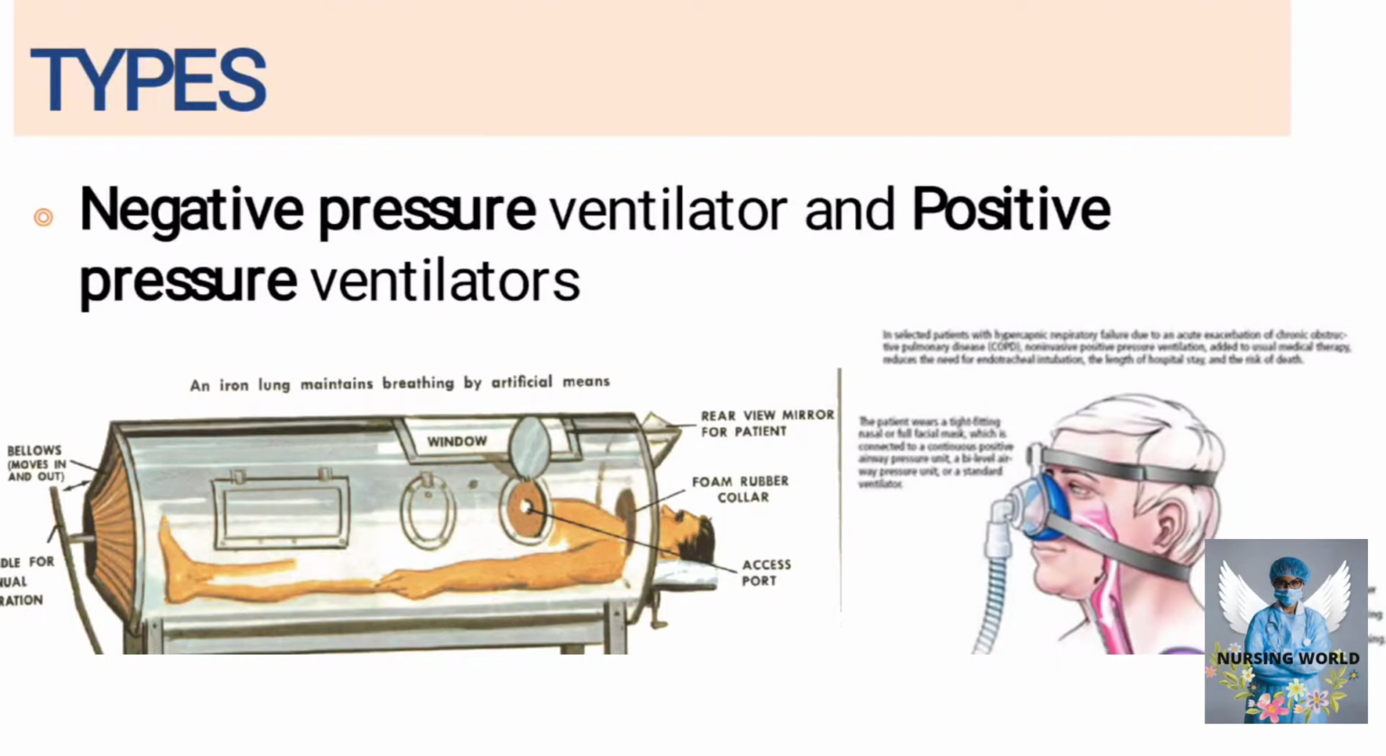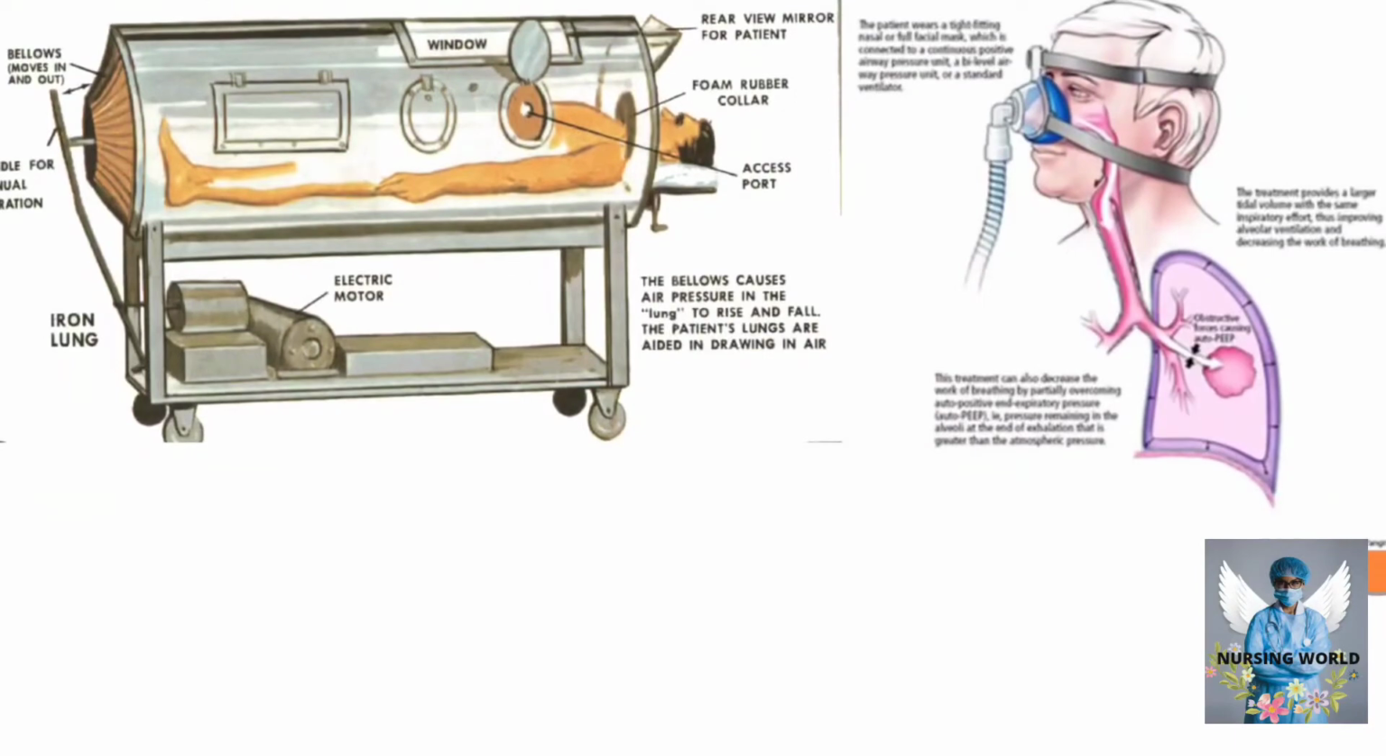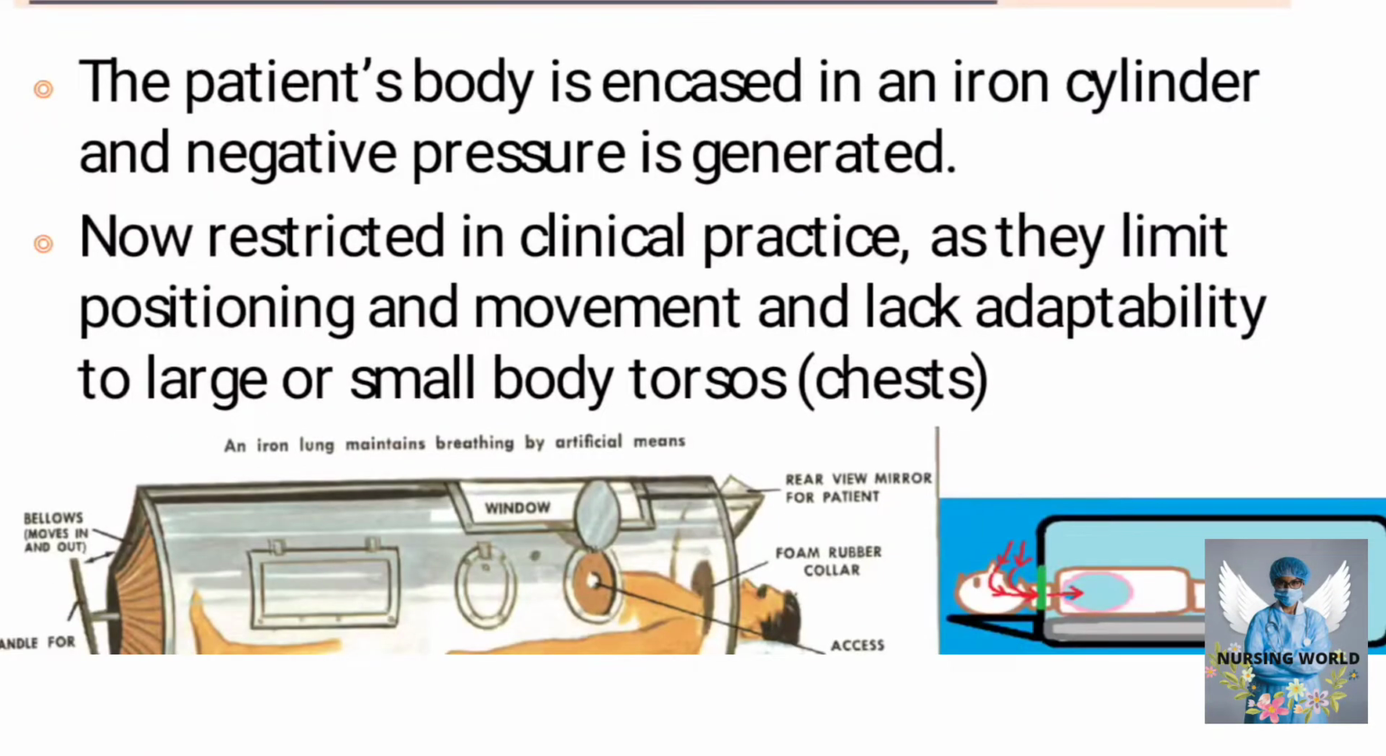Next, we will see the types of mechanical ventilation, that is negative pressure ventilator and positive pressure ventilator. These are the images of negative and positive pressure ventilators, how they look. So we will go to the negative pressure ventilator. The patient's body is encased in an iron cylinder and negative pressure is generated.